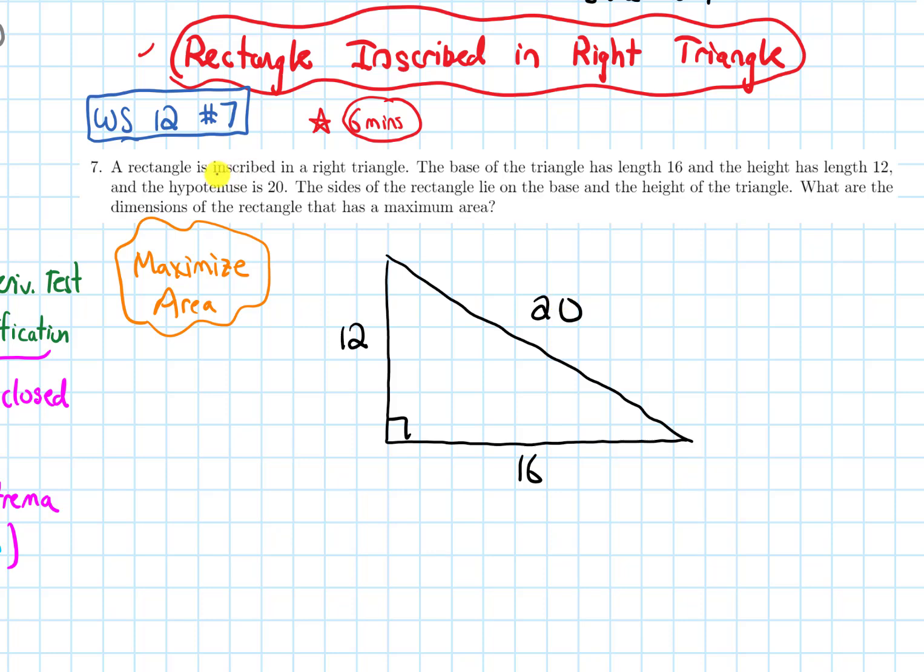And then it says that we have this rectangle that's inscribed in the right triangle. And it says that the sides of the rectangle lie on the base and the height of the triangle. So that means actually that there's just two sides of the rectangle that lie on the base and the height. So the base is this side of the triangle, and this is the height. We can't actually make all four of them lie on the base and the height.